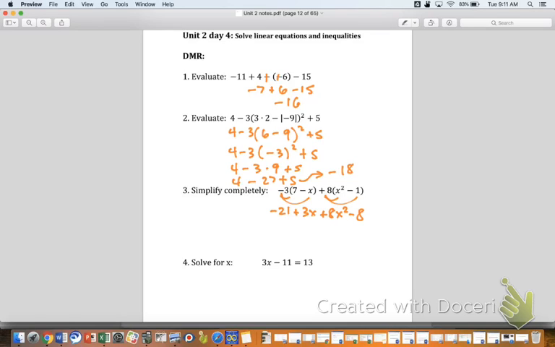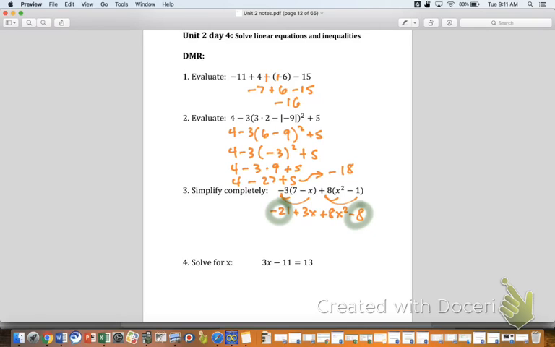Look at what you have, look at what I have. Do a little comparison. Do we agree so far? Yes. Okay. Do you see any like terms that we could combine? The negative 21 and the negative 8. Those are like terms. Any other like terms? No, that's it, right?